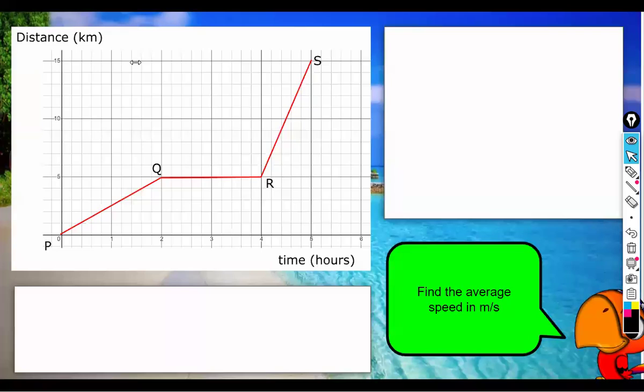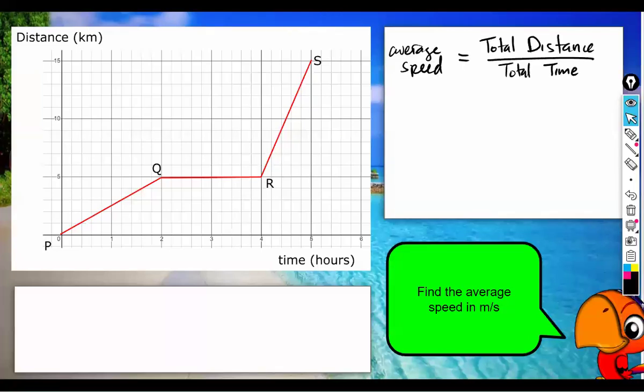Find the average. Oh, this is a good one. Look at this. They said average speed. Remember, I told you all, speed and average speed are two different things. Go back in your notes. Look for the formula for average speed. Remember, in this question, the distance is in kilometers and the time is in hours. So that means our speed will naturally come out in kilometers per hour.